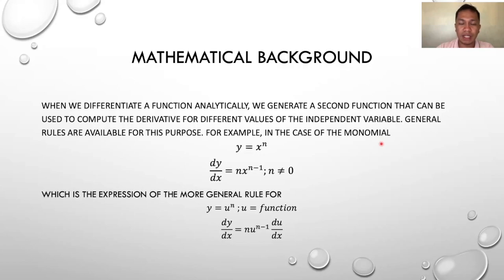So for example, in the case of a monomial, that is y is equal to x to the power of n, once we differentiate it, it will become dy over dx is equal to n x to the power of n minus 1, where n must not be equal to 0. This is the expression of the more general rule form: y is equal to u to the power of n, where u is a function. Its derivative is dy over dx is equal to n u to the power of n minus 1 times du over dx.